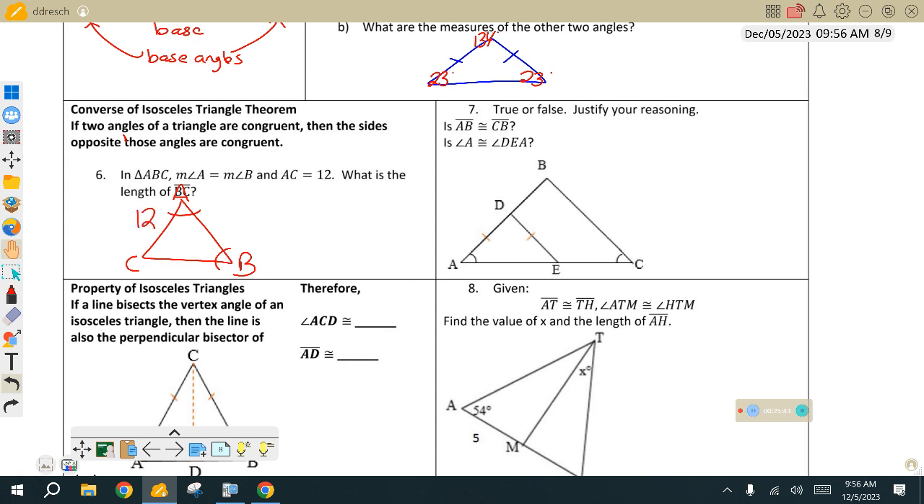Now, based off those markings, go put those tick marks on there. What is equal to what? What is the length of BC? BC is what? 12. Angle A is opposite BC. That's going to be congruent to angle B, which is opposite what? AC. So those are congruent. It's an isosceles triangle, so that's going to be a length of 12 units.